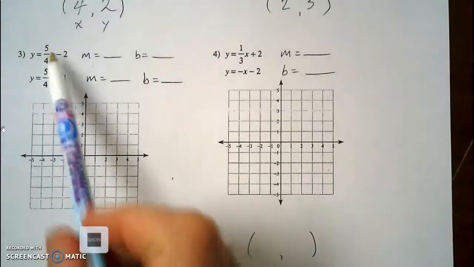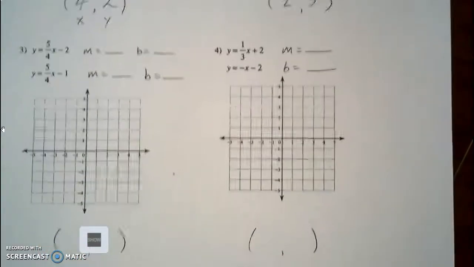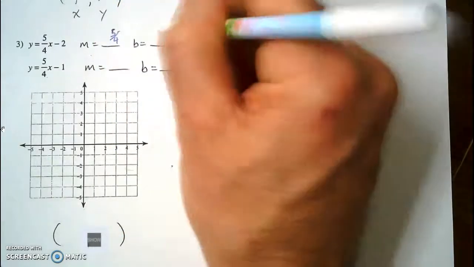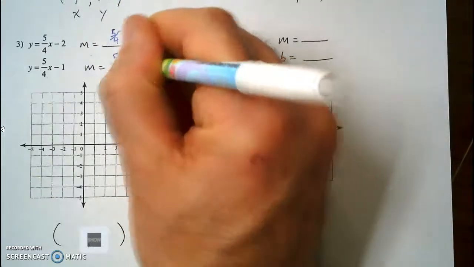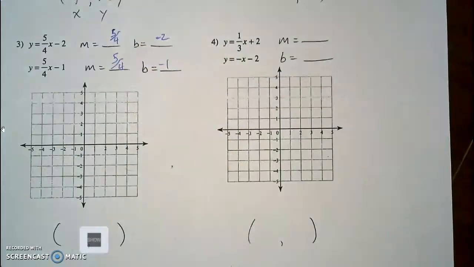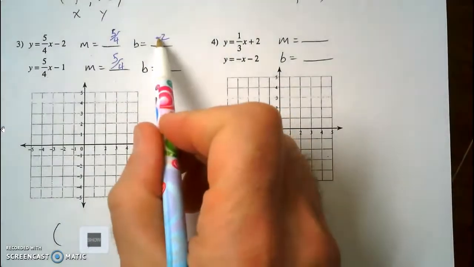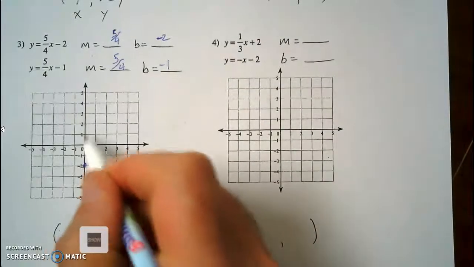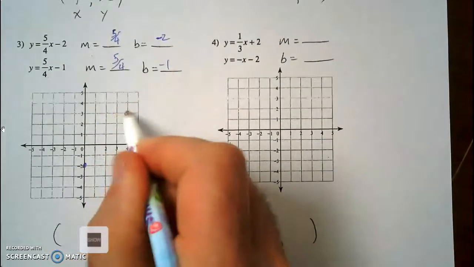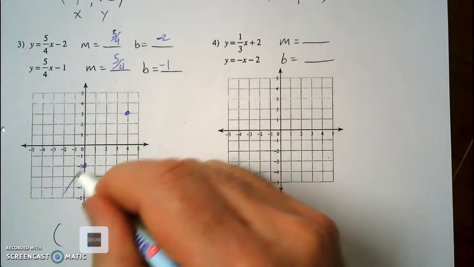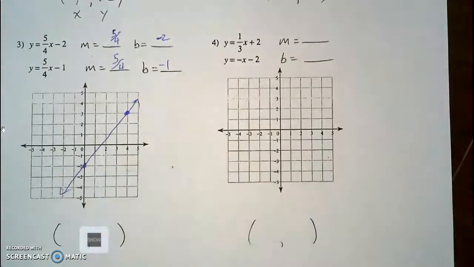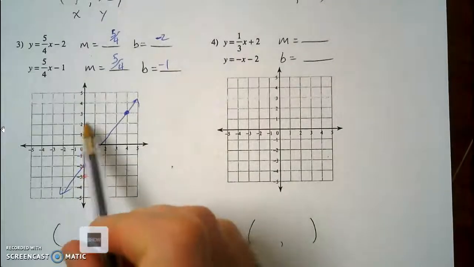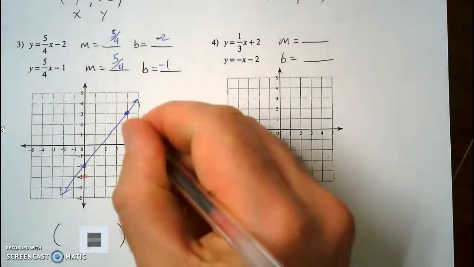This one, you can see those slopes are the same. So that's going to happen once on the assignment. So slope is 5/4. Y-intercept is -2. Slope is 5/4. Y-intercept is -1. So if I go to -2, then I'll go up 5/4. 1, 2, 3, 4, 5. 1, 2, 3, 4. Connect. Now the other point, I start at -1, but I go up 1, 2, 3, 4, 5. 1, 2, 3, 4. Same slope.